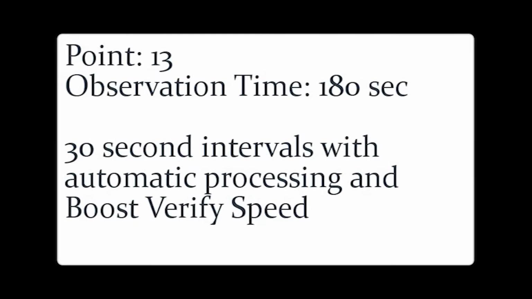So now we're going to change things up a bit for this last observation. We're going to observe for 180 seconds, but we're going to use a feature called Boost Verify Speed. And I'm going to show you how to access that and where to make the changes to the software. But what this is going to do, instead of requiring the user to intermittently press that Start RTPK observation button, is automatically do that. It's going to automatically begin processing on the intervals that we establish in this Boost Verify Speed.